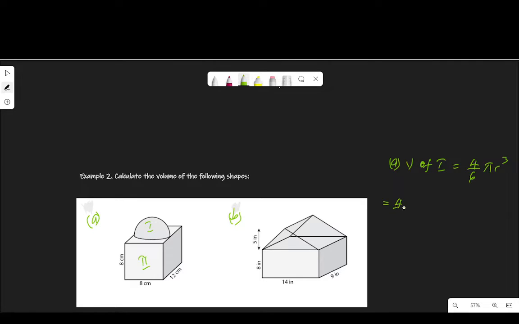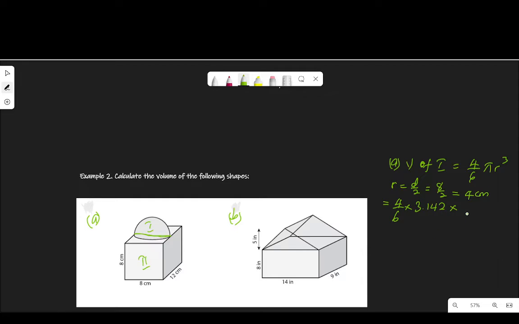So this will give us 4/6 times pi, which is a constant, 3.142 times the radius. The radius of these, look at it, from here to here forms the diameter of the hemisphere. And that diameter is exactly equal to this 8 right here. This length of line and this length of line are the same. So if diameter is 8 centimeters, what will be the radius? The radius is diameter divided by 2. That is 8 divided by 2, which is 4. So the radius of that hemisphere is 4 centimeters.